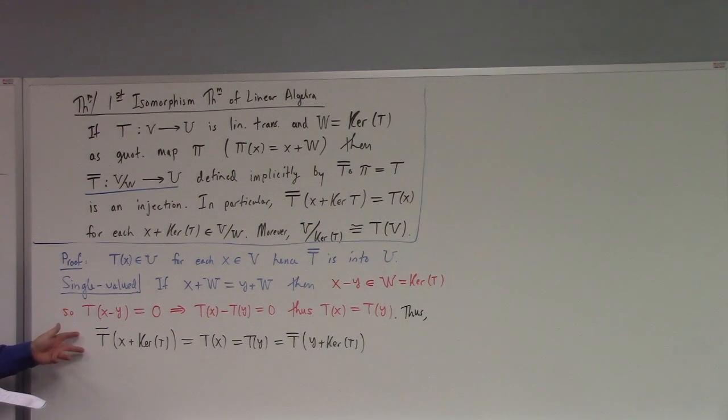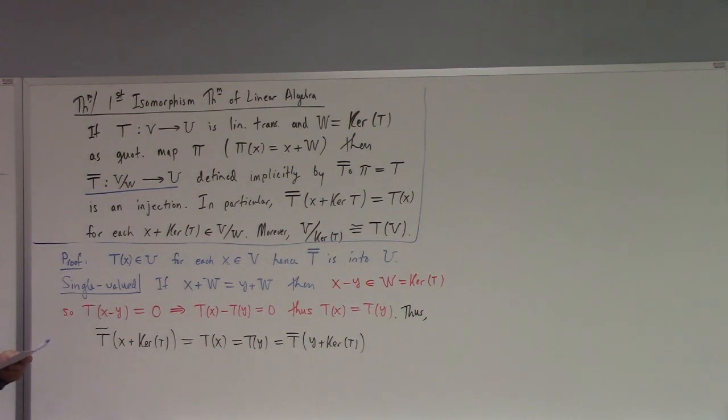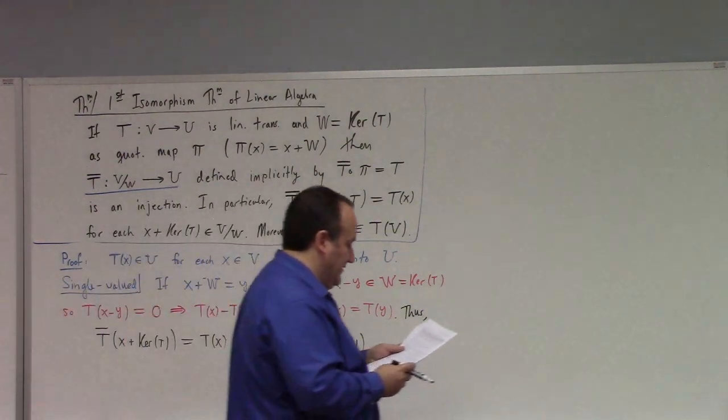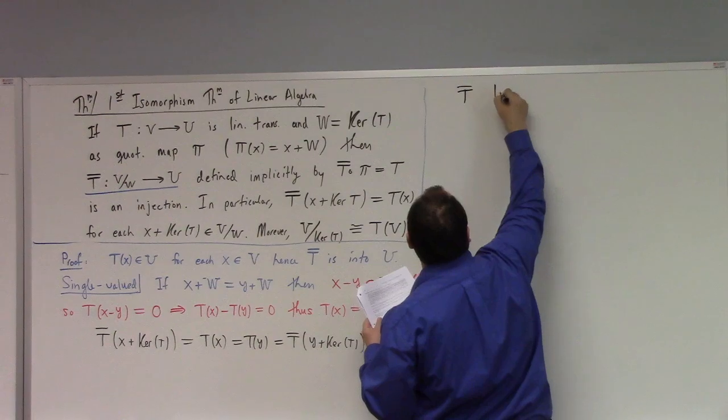So if I take two different representatives of a given coset, we get the same value. So it's single valued. There's always a question whenever you define something using cosets, whether or not you actually have a single output. So I'm just checking on that. Are we good? So next we'll show that it's a linear transformation. This will go easier. Is t bar linear?